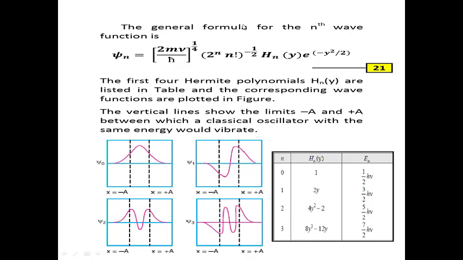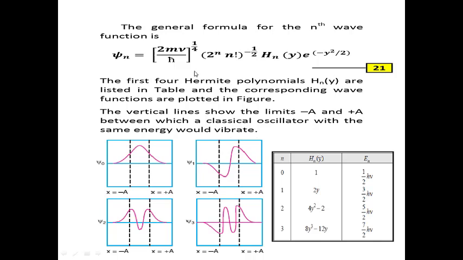So the general formula of the nth wave function for a linear harmonic oscillator is given by psi n equal to (2 pi nu by h cross) to the power 1 by 4, times (2 to the power n times n factorial) to the power minus 1 by 2, times H n of y, times e power minus y squared by 2. So this is the complete general solution for particles in linear harmonic oscillation.